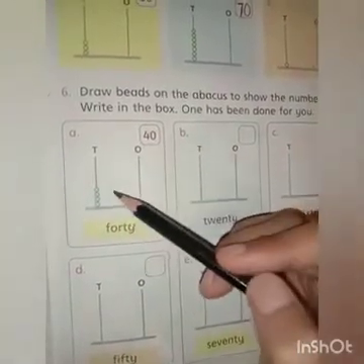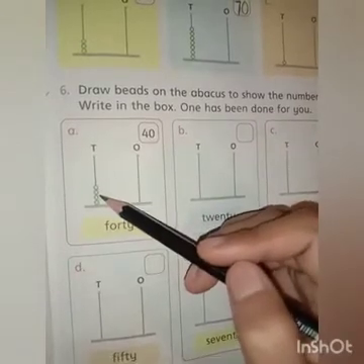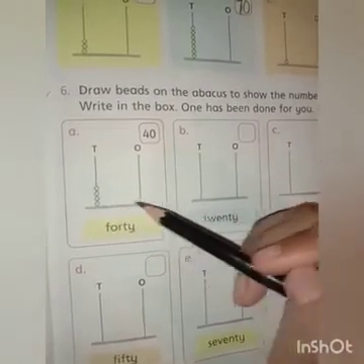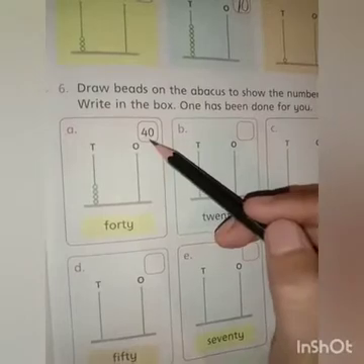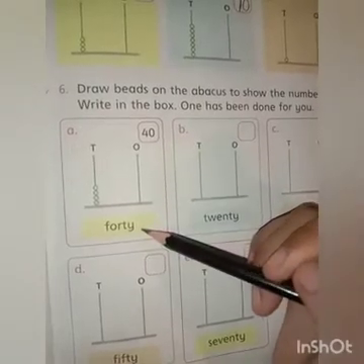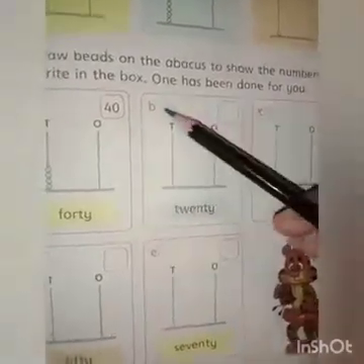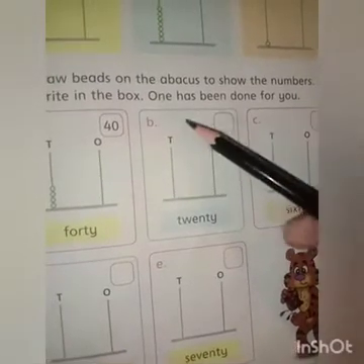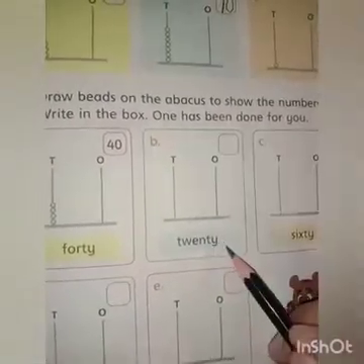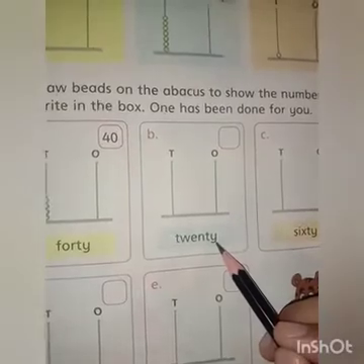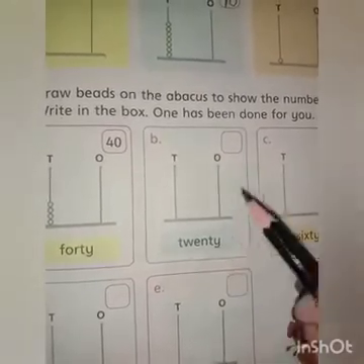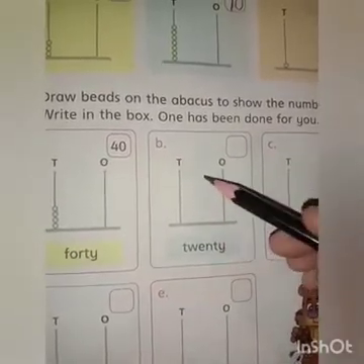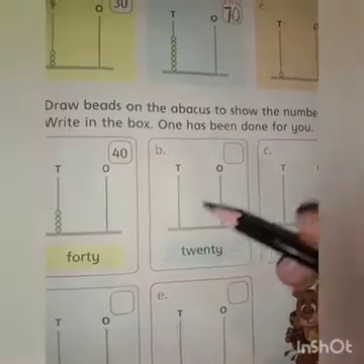Point A. At point A, here we have 4 beads at the tens rod, which make the number 40. Then 40 is written in words too. Go for the next one. Here we have point B. At point B, here we have the number in words, which is 20. Students, how many tens 20 have? 20 have 2 tens, so we will draw 2 beads at the tens rod.